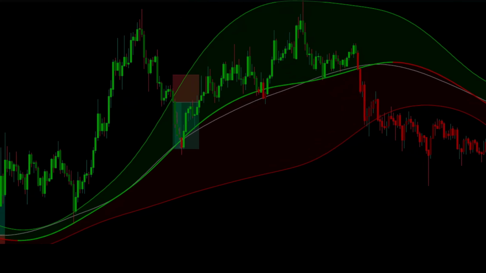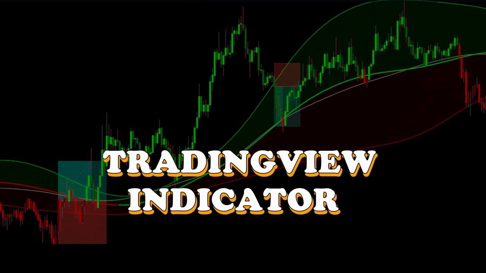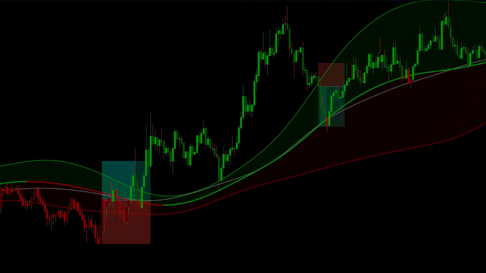I would like to introduce you to one of the most powerful TradingView indicators available. It boasts a nearly 70% win rate, and it does not repaint.